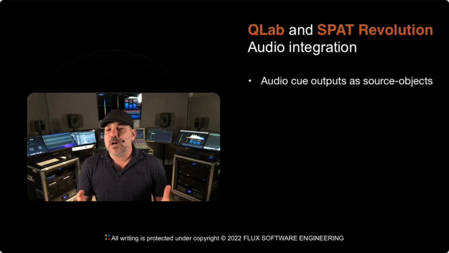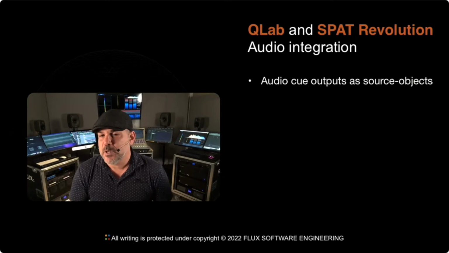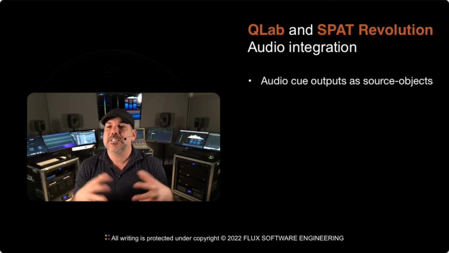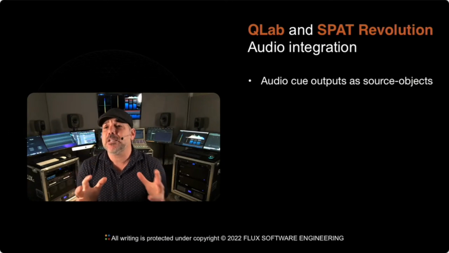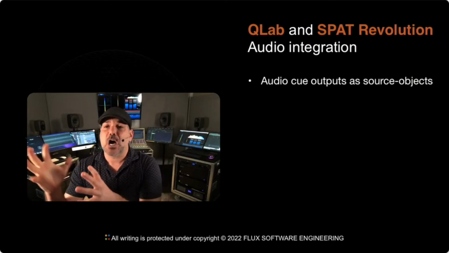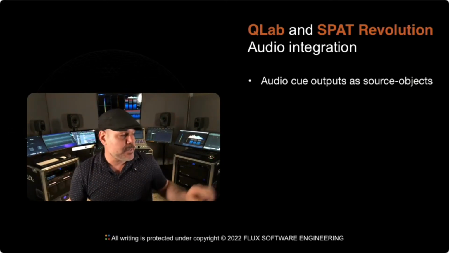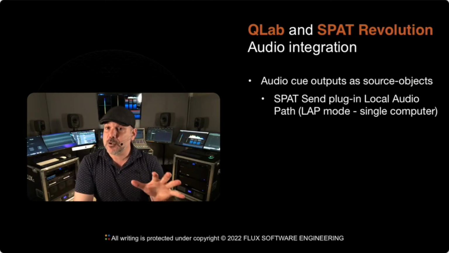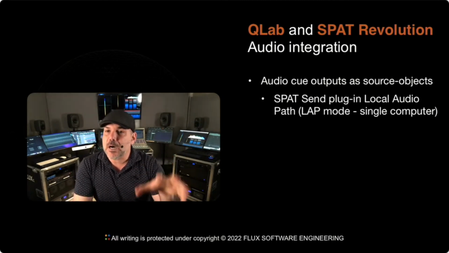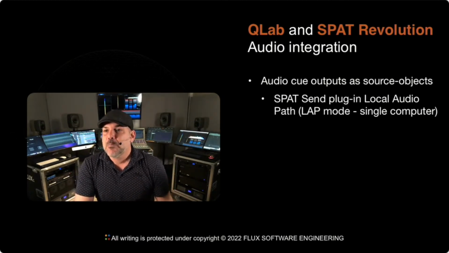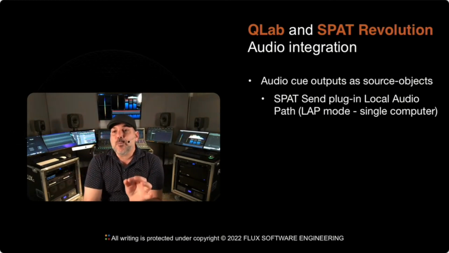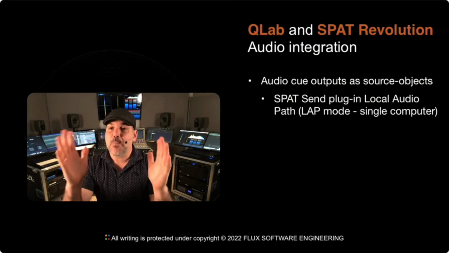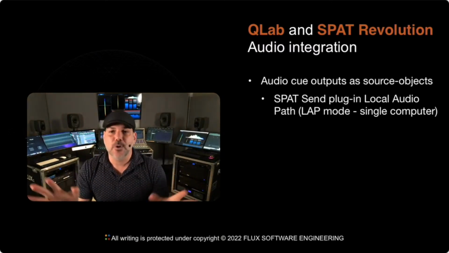So what we've got going here, some of you are most probably familiar with QLab. QLab has up to 64 cue outputs. And we're going to be taking those audio cue outputs as source objects into SPAT, for the object-based mixing environment that we're talking about here. And we're going to be able to do this with something that's called the SPAT Send plugin. Some of you may be familiar with SPAT Send in the digital audio workstation domain. We use it for automation and for audio routing. But thanks to this feature called local audio path on a single computer, we can actually bond the two applications together.